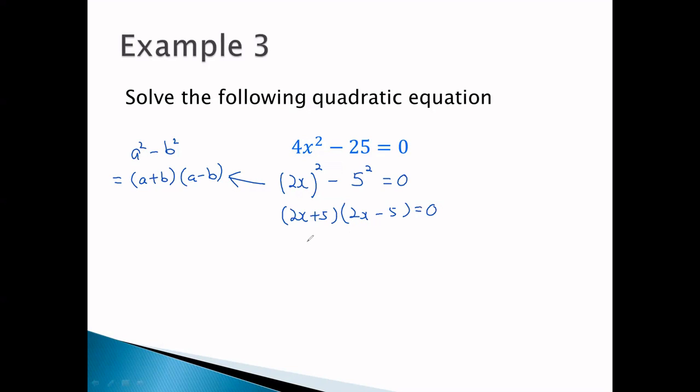So again, by the zero product rule, 2x plus 5 equals 0, or 2x minus 5 equals 0. So 2x equals minus 5, x equals negative 5 over 2. On this side, 2x equals 5, x equals positive 5 over 2. And there you go, I got my answer.